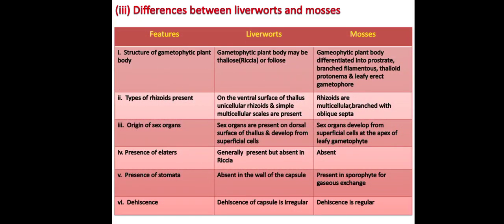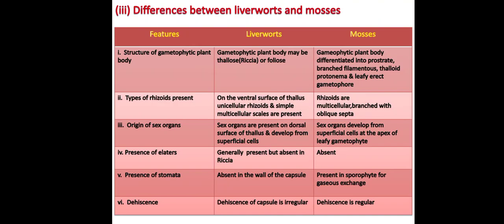Let's see the next one. Next question: differences between liverworts and mosses. Again, make 3 columns. First feature, structure of gametophytic plant body. For liverworts, the gametophytic plant body may be thallose, as in Riccia, or foliose. For mosses, the gametophytic plant body is differentiated into a prostrate, branched, filamentous, thalloid protonema and a leafy erect gametophore.